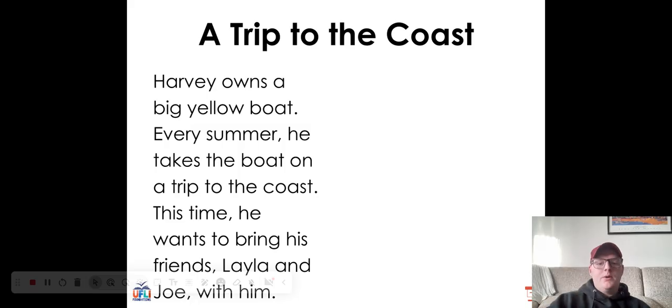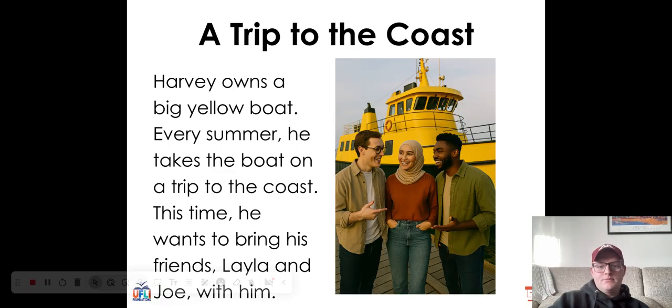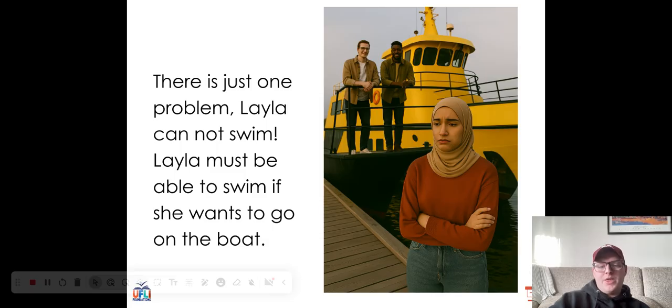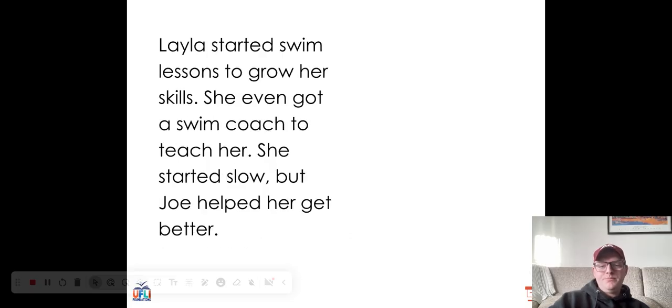Harvey owns a big yellow boat. Every summer, he takes the boat on a trip to the coast. This time, he wants to bring his friends, Layla and Joe, with him. There is just one problem. Layla cannot swim. Layla must be able to swim if she wants to go on the boat. And actually, go is one of those words too, that long O sound.